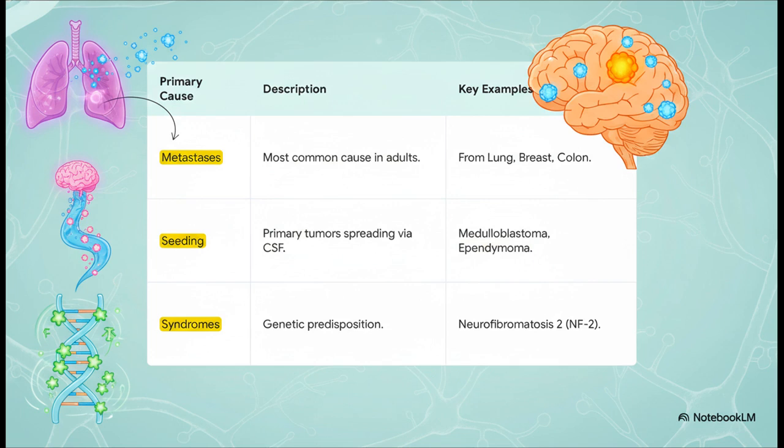Get this. About half of all metastases show up as a single solitary spot. This means a single mass in an adult is actually more likely to be a MET than a primary brain tumor. The other reasons you might see multiple masses are seeding, which is when a brain tumor spreads through the spinal fluid, or a genetic syndrome that causes tumors to pop up.